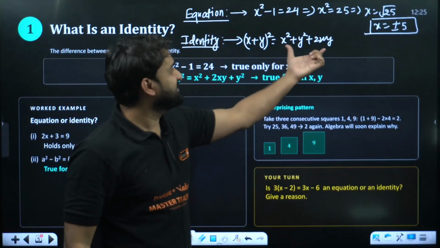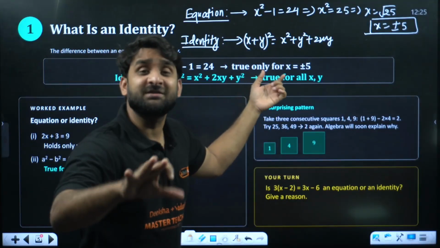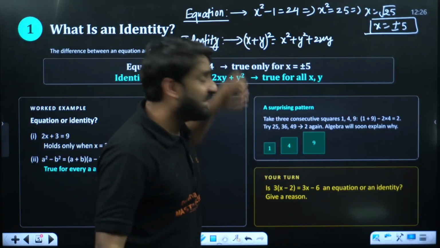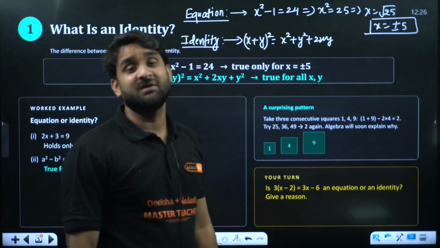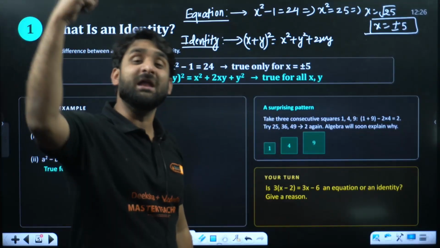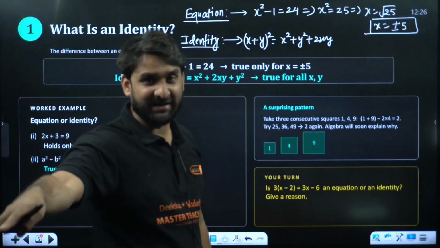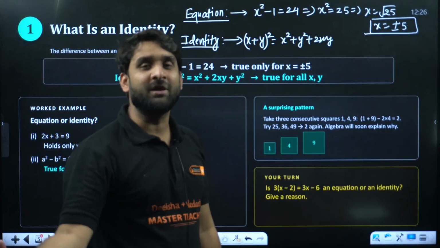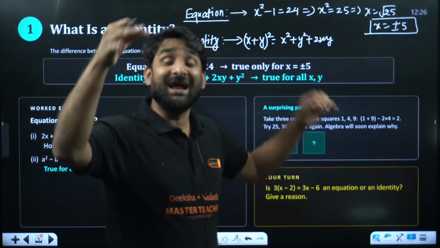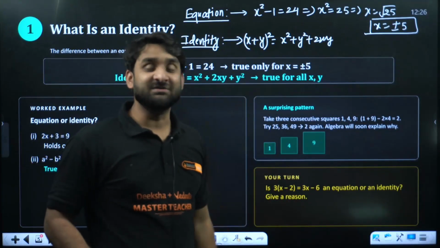Now look at this. This is RHS and this is LHS. If you put any value of x or any y, the result at RHS and the result at LHS will remain equal to each other. It means that RHS and LHS will be verified. If there are 100 students in class 9th, and 100 students are putting different values of x and y according to their interest, at every value of x and y, this will be satisfied. So such expressions are called identity.